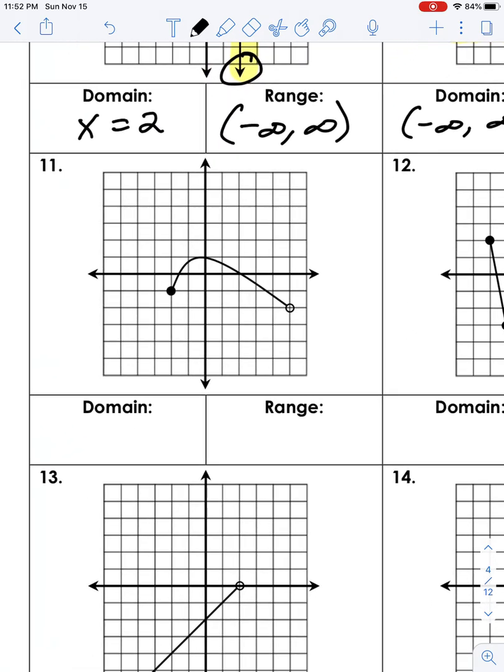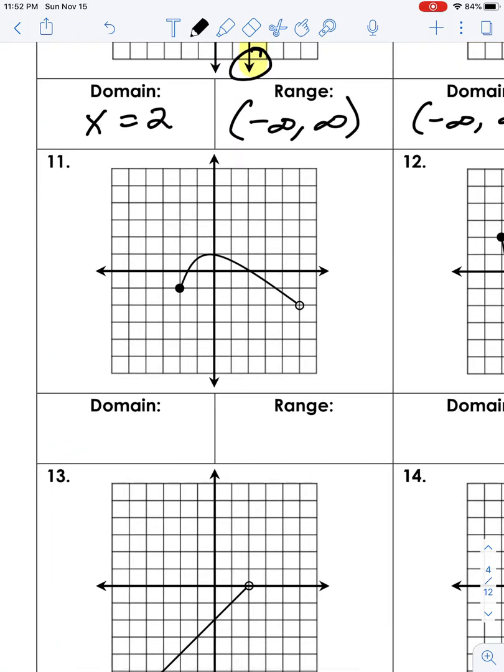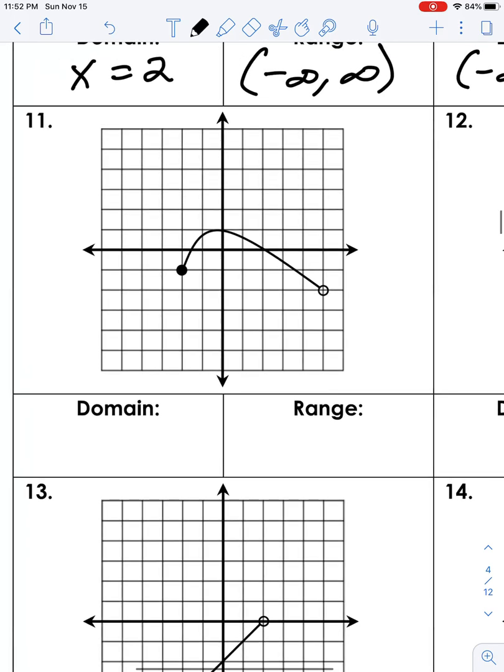Number 11. So we actually have true stopping points on this one. So the far left point for the domain would be right here. And if you count to the left, that's -2, and it's a closed circle. The far right point is right here at that open circle. So if we count to the right, 1, 2, 3, 4, 5, this is actually going to be a parenthesis because you actually see an open circle.